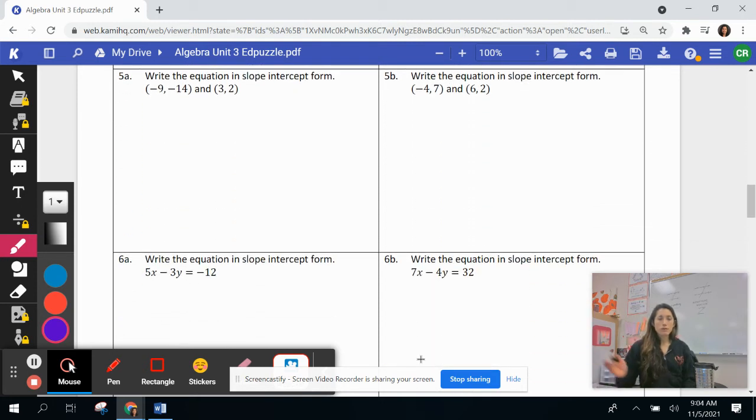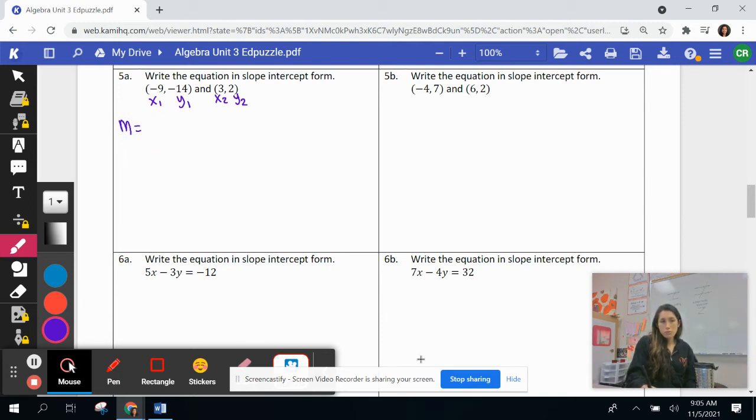Okay, on to number 5. We're going to write the equation again, but first let's label this x1, y1, x2, y2, and we're going to find the slope. That's our first step. We don't know the slope yet. So for whatever equation we're using, we need a slope.